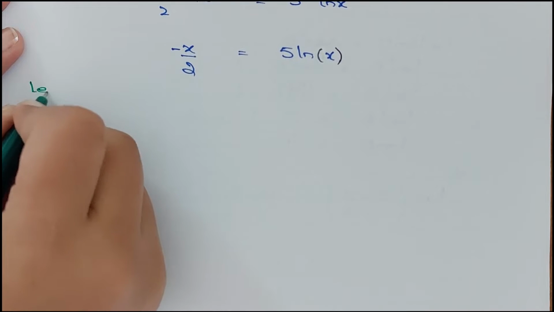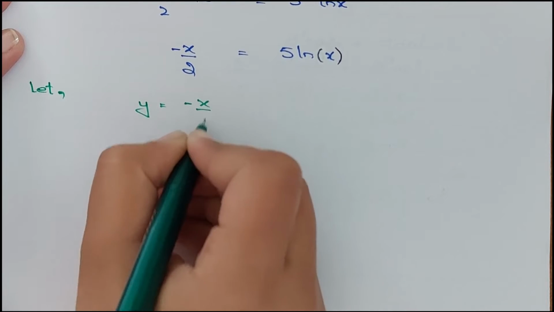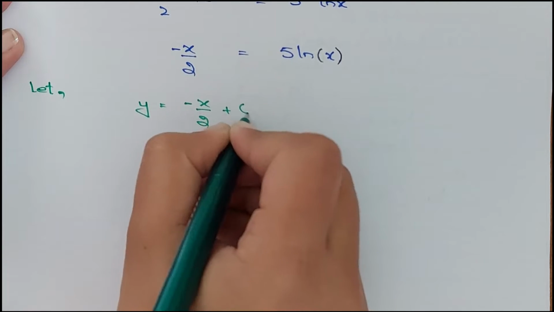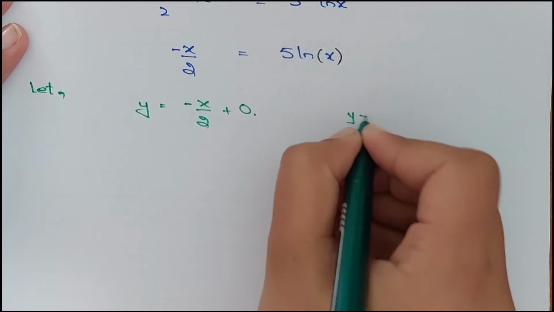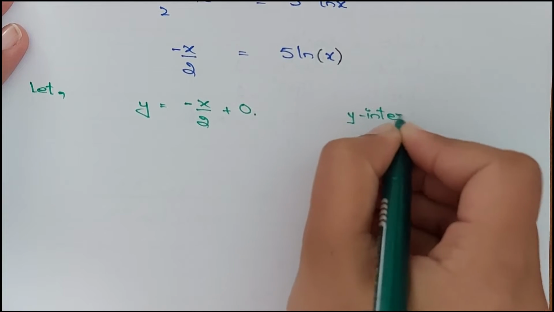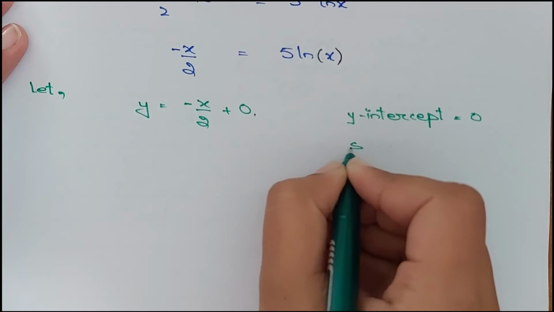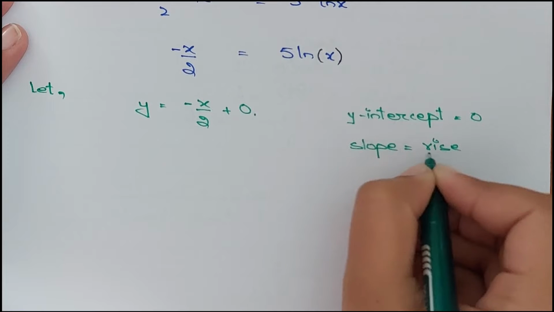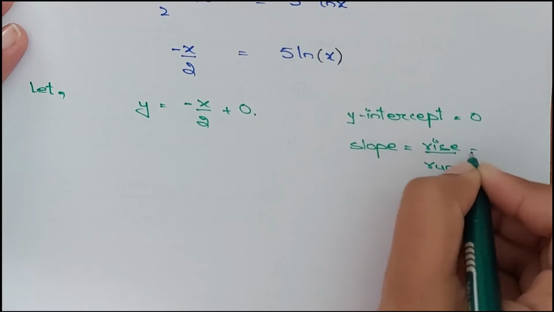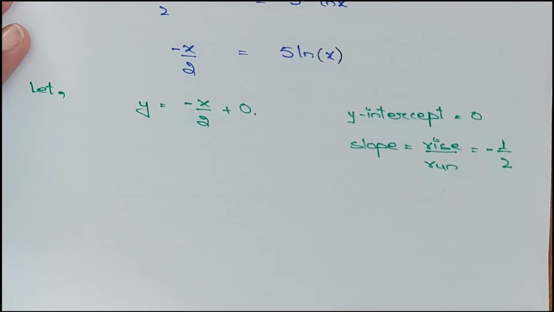Now let us consider y equals minus x over 2 plus 0. This is in slope intercept form, right? The y-intercept over here is 0 and the slope is rise over run, which is minus 1 by 2. So 1 unit down and 2 units to the right, right?